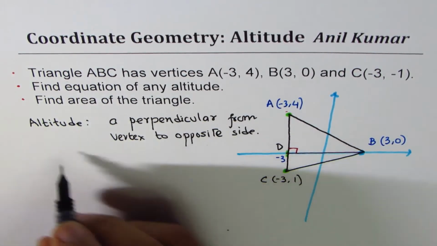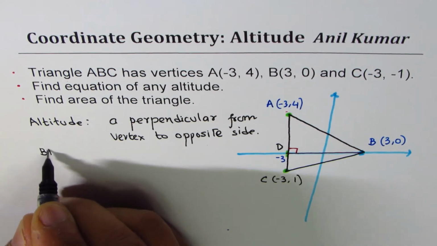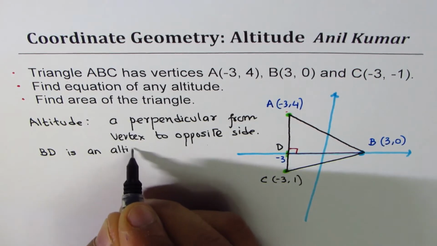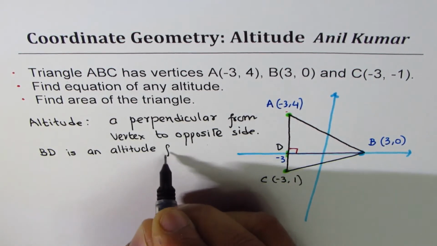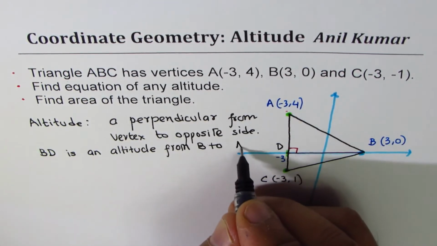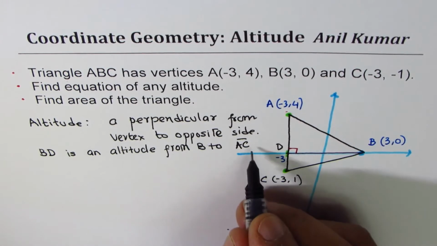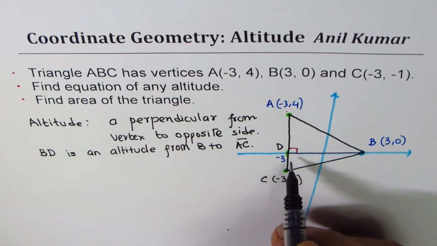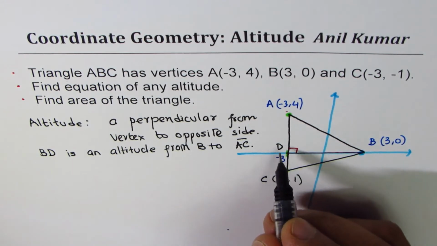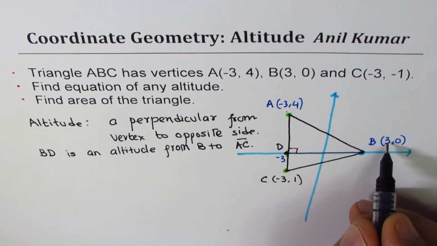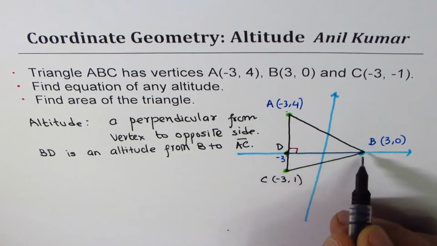So BD, in this particular case, is an altitude from B to the line AC, or the side or segment AC. Is it okay? Now the question is, we need to find the equation of this altitude. Now you can clearly see that the coordinates of point D will be -3, 0, right? And B is 3, 0. So it is a horizontal line, right?